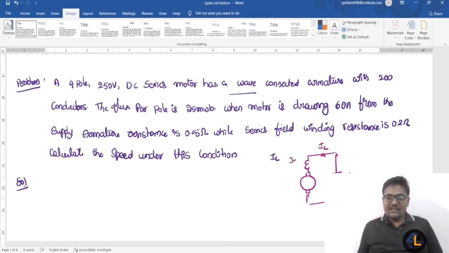The current which is drawn from the supply is the line current. The current flowing through the series field winding is ISC. The series field winding resistance is RSC. The armature resistance is RA. And the back EMF is EB.